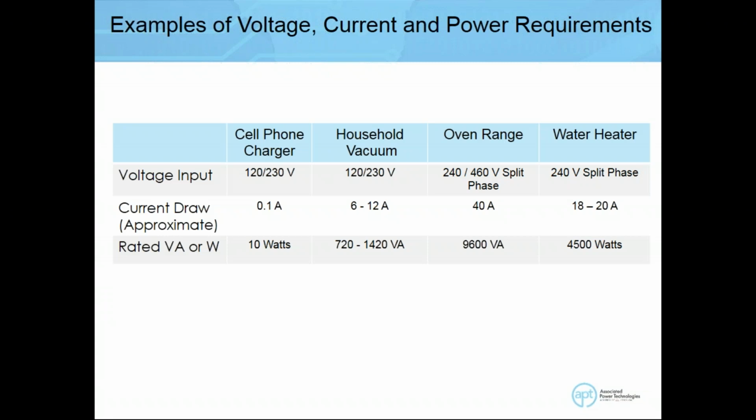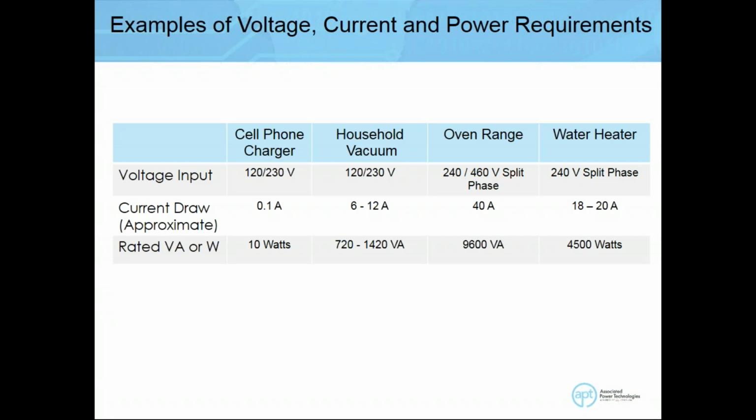For household vacuums, you need a lot more current. You need a lot more current for that vacuum to do its job. At this point, the current may be anywhere from 6 to 12 amps, and the power requirement in this case may be a VA listing of up to 1420 VA. Now, these are approximately what current draw you may see for oven ranges or water heaters, but it's good to pay attention to the power requirements and know what kind of product it is.